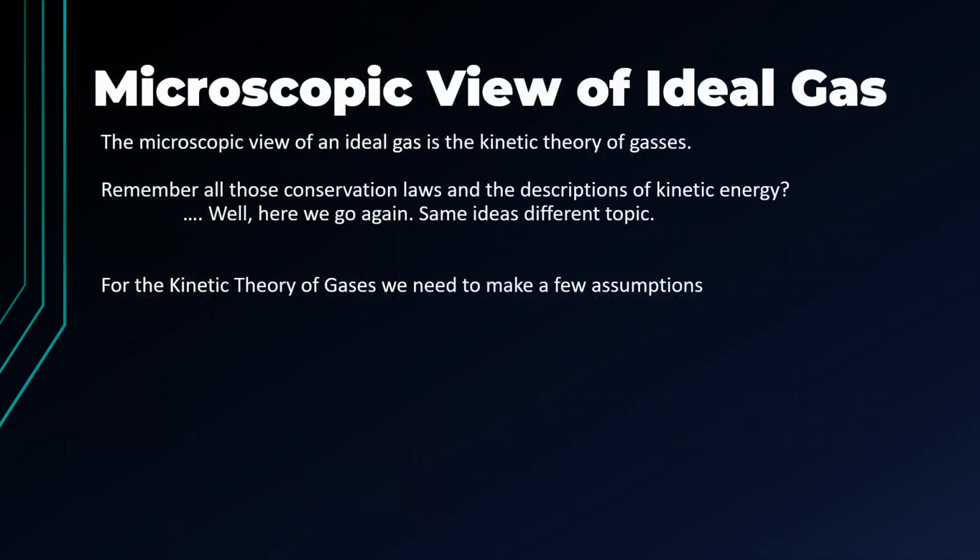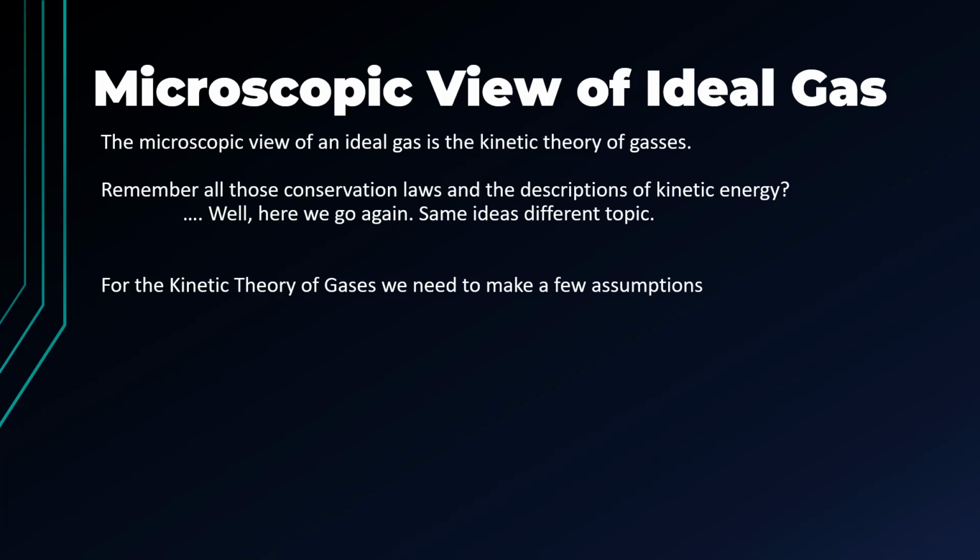So, if we want to take this and understand the microscopic view of an ideal gas, we want to consider something called the kinetic theory of gases. And remember all those conservation laws and descriptions of kinetic energy that we've done a few different times? Well, we're going to do the exact same thing, but with a different topic. And the topic is going to be, obviously, gases. So, in order to do this derivation, we have to make a couple assumptions, just like we had to do for ideal fluids.